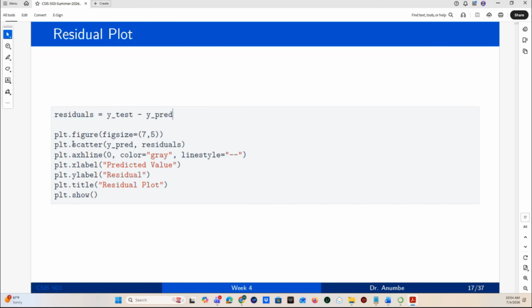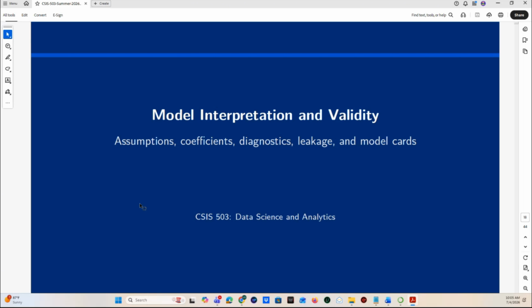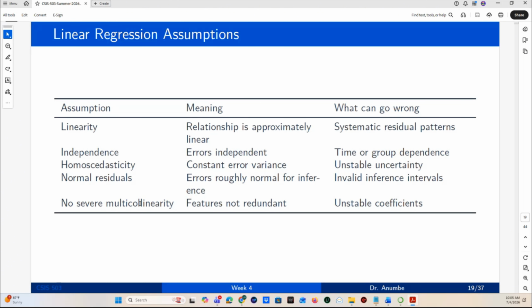Dot scatter means we are using a scatter plot to do it. You put in your y-predicted, and then your residual. Remember, your residual is your test minus this. So you plot this against this, and that's how you get it. Your x side, which is horizontal, is going to have your predicted value, and your y side is going to be your residual. And then this is the title, which is your residual plot, and you get your answer there. So I think this is most of what we will cover right now.